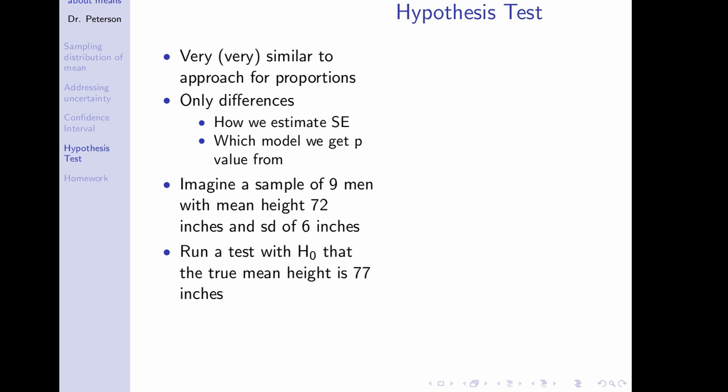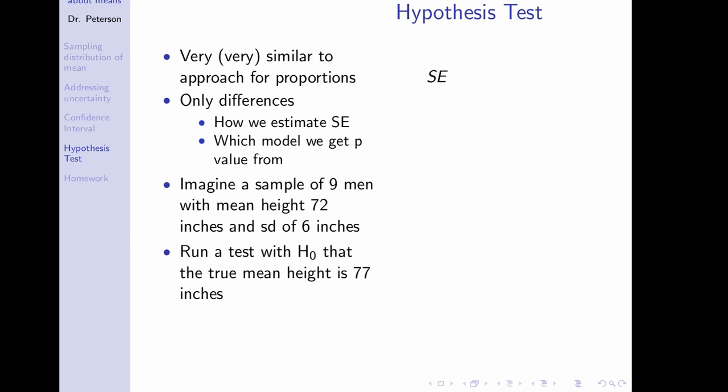We're going to work with our same sample of 9 men with a mean height of 72 inches and a standard deviation of 6 inches. We want to run a test for a null hypothesis that the true mean height is 77 inches. So for some reason we believe that the true null mean height of all men is 77 inches. And we want to test whether our sample is likely to have occurred if that is the case.